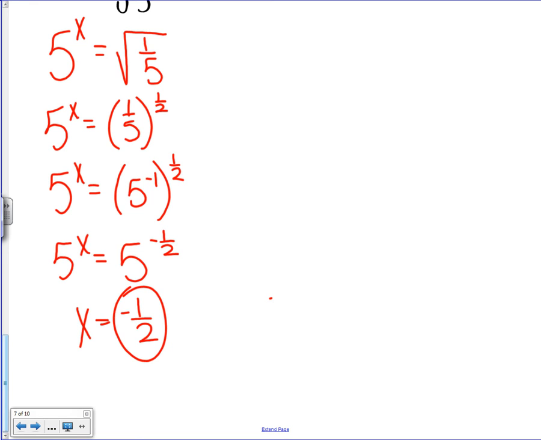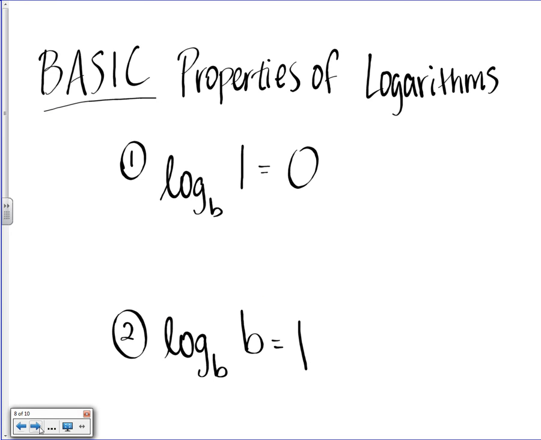So that is just manipulating logarithms into exponential form and then making them the same bases so we can solve for that exponent. So let's talk about some of these properties now of logs. Now there's going to be a lot of them. Today I'm going to give you 4, and then there's going to be more to come this week. So these are definitely important here.